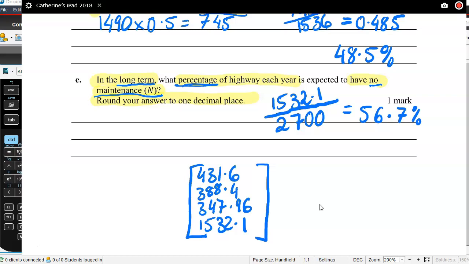Okay, 39% of the state got a mark there, 61% got 0. A lot of students just gave the answer as 1,532.1 and didn't read the what percentage part of the question.